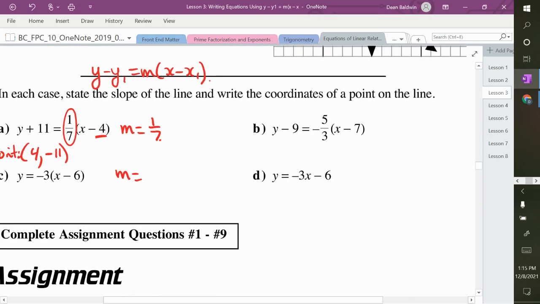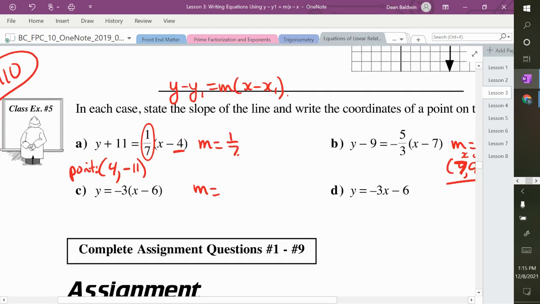What about B? What's my slope? Negative 5 over 3, and then 9 and 7. 7 and 9. X always comes first, right? C. What's my slope? Negative 3, or negative 3 over 1 if you want. You don't have to put the over 1, but you can do it if you want to. What's my point? 6 and 0. If there's no other y value, it's just y, you know that that's 0. Okay? And D, what is your slope? Negative 3. Whoops.